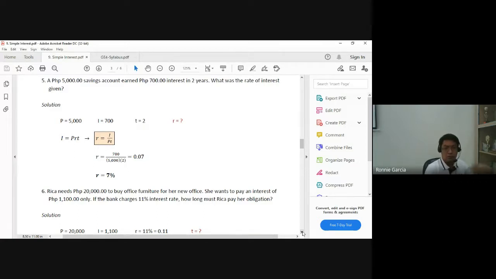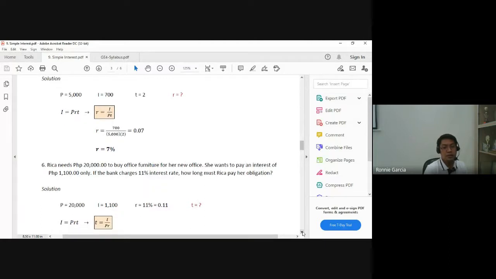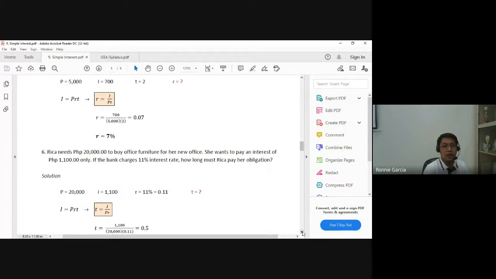You can continue solving using I equals PRT, or you can also derive the formula for T: T is equal to I divided by PR. So interest divided by the product of principal and rate. Now let's substitute. 1,100, our I, will be divided by the product of 20,000 times 11% or 0.11. Solving that, we will have 0.5. So T is time, and it is 0.5, and time is expressed in years.